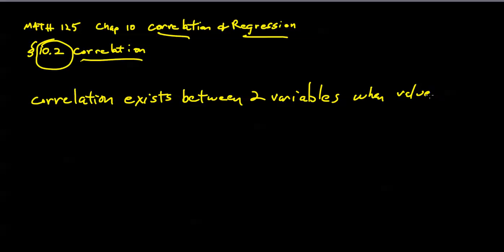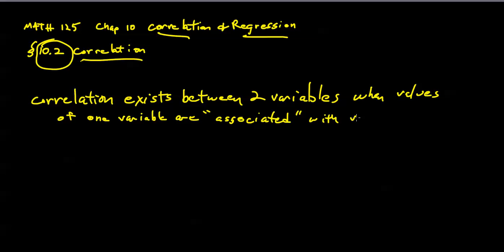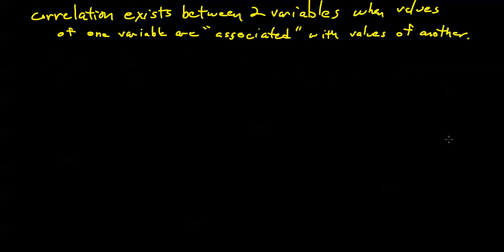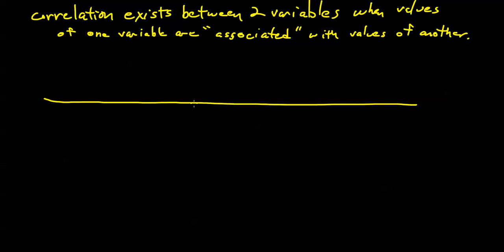when values of one variable are associated with values of another. And that's more or less the textbook definition, and they are being purposely vague when they say associated. Perhaps an example would help us make the situation a little more clear.